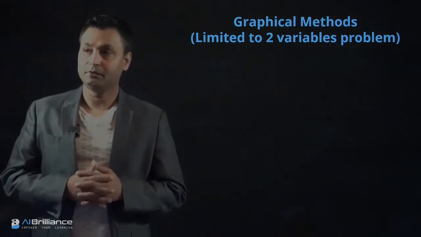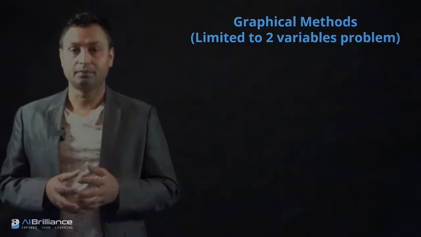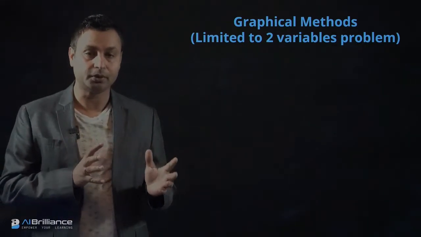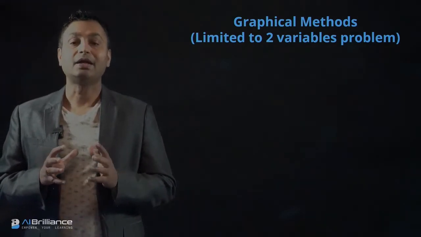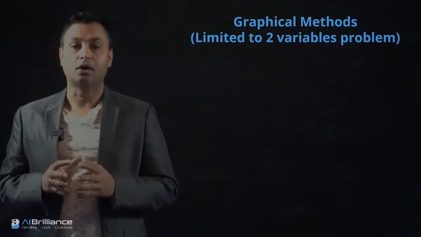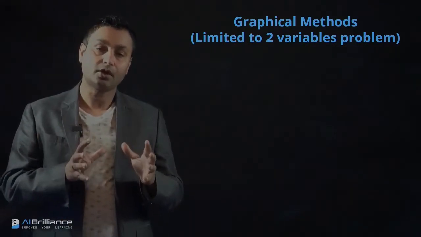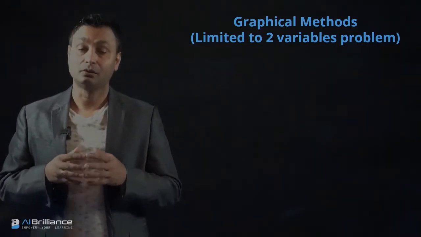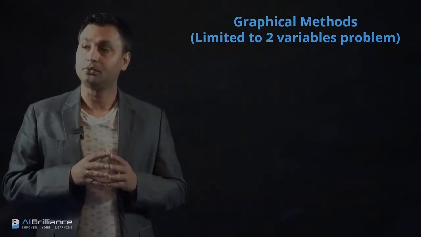One thing before we begin: we want to limit these graphical methods to two variable problems. If there are problems with more than two variables, then a graphical approach might not be the best way to solve it, and that's why we need algorithms or other procedures to solve optimization problems, which we will focus on later in the course. So the caveat is that we will only be using graphical approaches for problems up to two variables.